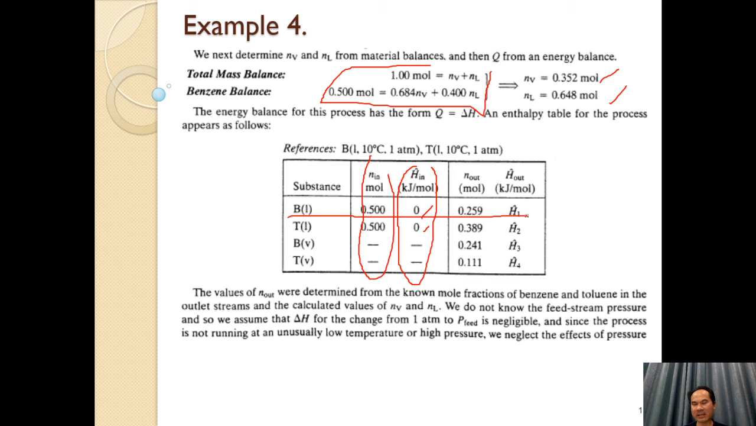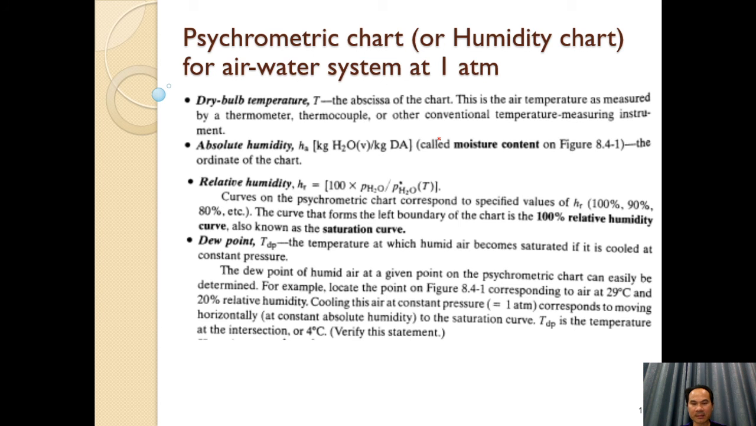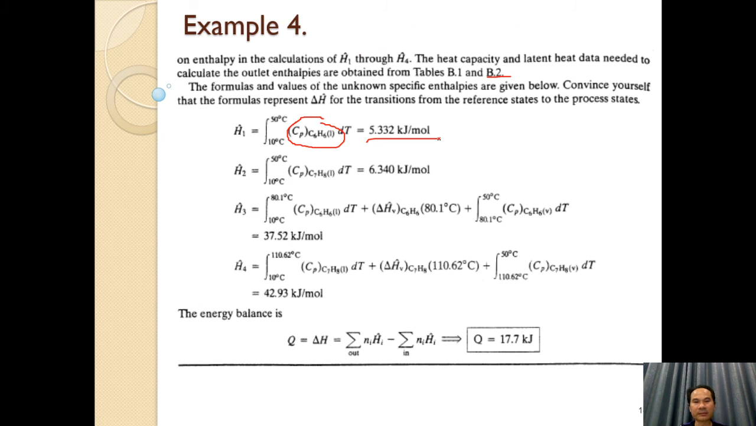Give an example. In this case, there is only the temperature change. That means Cp dT. You get Cp dT. In this case, you get the Cp dT from table B2 for benzene. Then you substitute and integrate from 10 to 50, and you get this value.